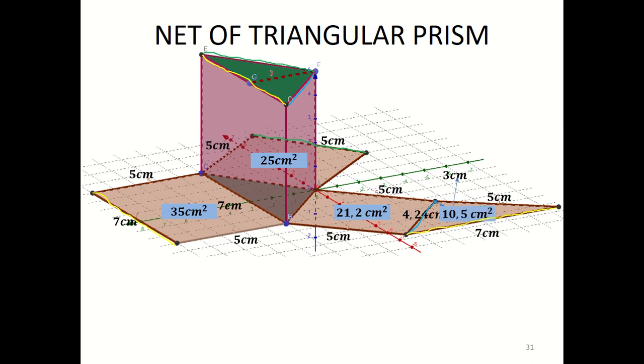That will give us an area of 10,5, but that is the top triangle. Remember, they're congruent, so it will be congruent to the bottom triangle, which will also be 10,5. And this is how I derive the total surface area.